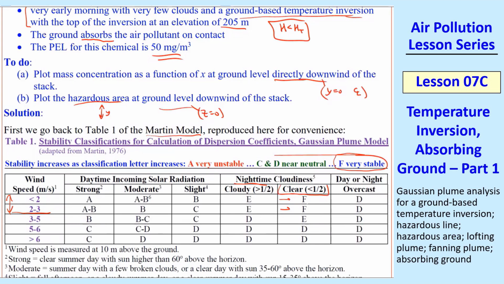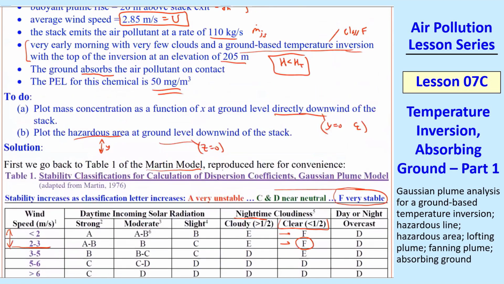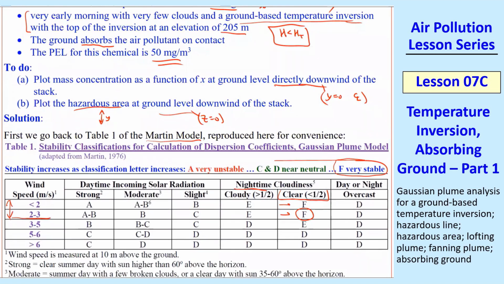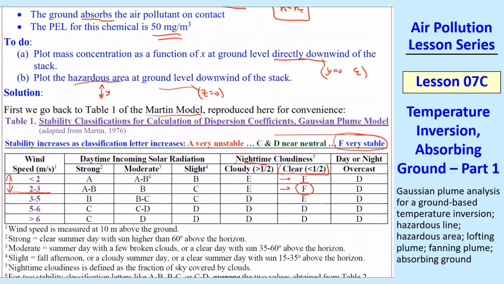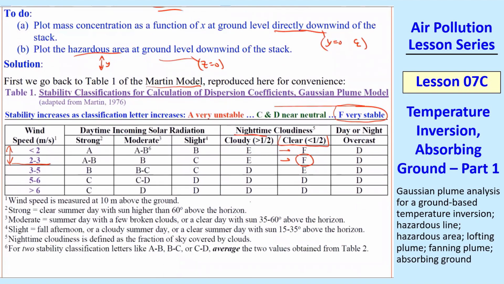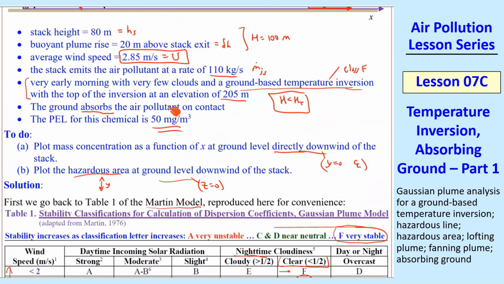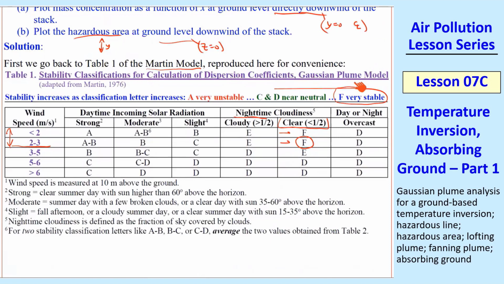And so in this case, we are right here because we have a wind speed of 2.85 meters per second, and we have clear early morning temperature inversion. So again, anytime we have a temperature inversion, you don't really need to look at this anymore. You just say, oh, if my plume is inside the temperature inversion, which it is in this case, as long as H is less than HT for a ground-based temperature inversion, it's a fanning plume, and we use class F. So that's the first thing.